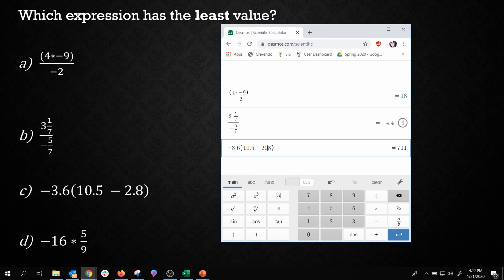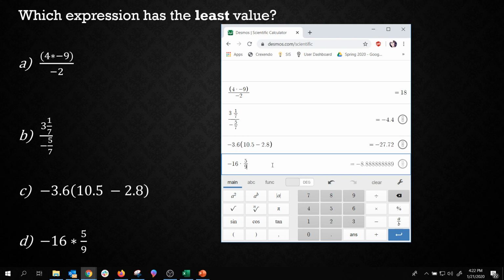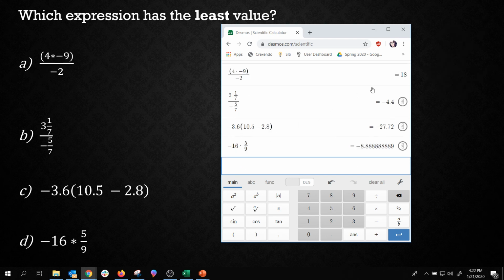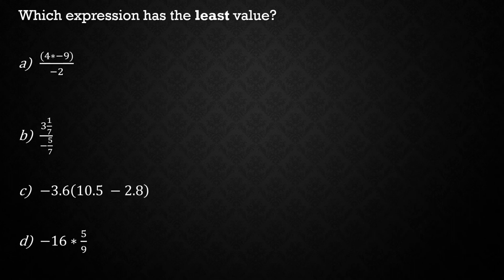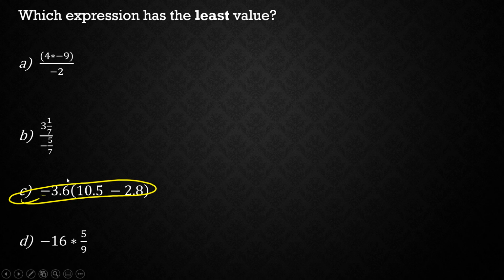Oh, there we go. I was like, what's happening? Why is that like that? 2.8. There we go. And then we have -16 times 5 over 9. So when I look at these 4 numbers, remember this -27, that looks like it's the smallest, right? On a number line, that would be the furthest to the left. So this one here with the decimals would give me the least value.